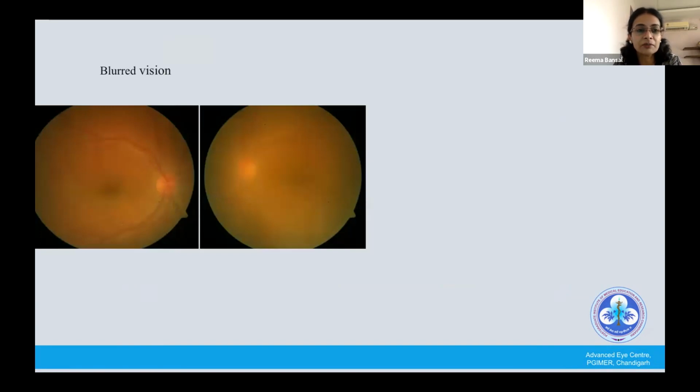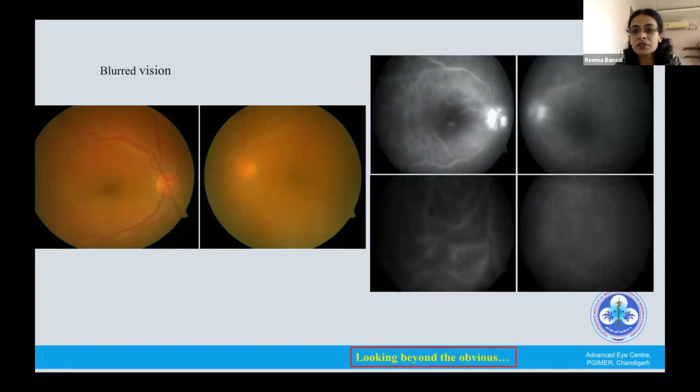more in the left eye as compared to the right eye. So what we see, there is significant vitritis and hazy media, and we don't see much beyond that. So unless we do a fluorescein, it tells us not only that there is extensive leak all over the vessels, it tells us the pattern of vasculitis. So it's actually a small vessel vasculitis that the patient is presenting with just in the form of significant vitritis.